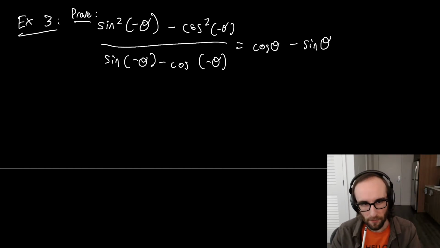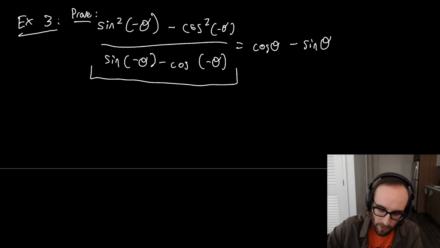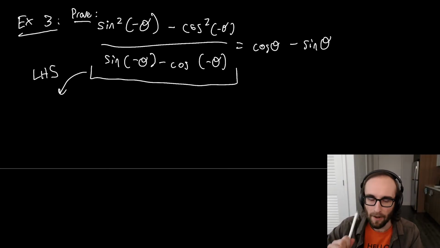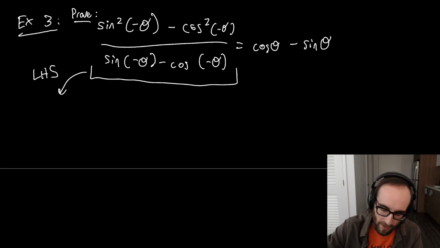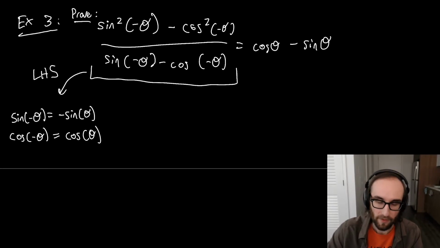The left side is a little bit more complicated, it looks like, and also has some negative thetas. So I think we can do a little bit more work with it right away. So we're going to be looking at the left-hand side. The first thing we can do is we know that using our even odd properties, that sine of negative theta is equal to negative sine of theta. We also know that cosine of negative theta is equal to cosine of positive theta.